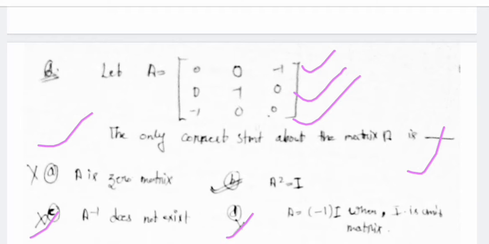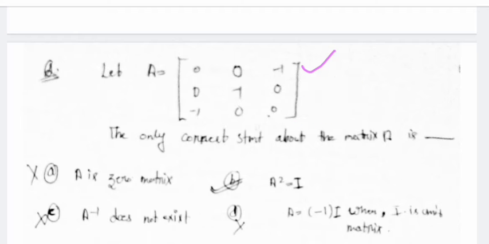Why? Because it does not satisfy this equation, and we know that in the case of the identity element, the unit matrix I, the diagonal elements must be 1 and the upper and lower triangle should be 0, so it is not possible. So one option is going to be correct, that is option B. So option B is the correct answer for this question.